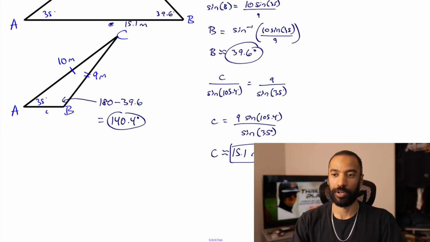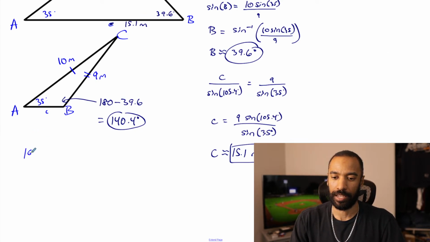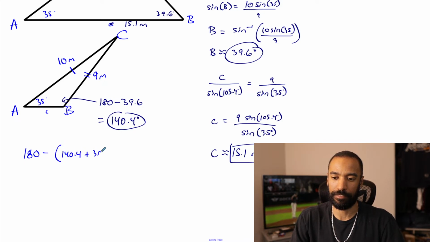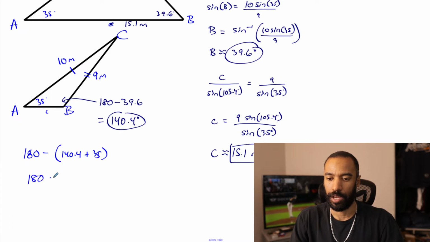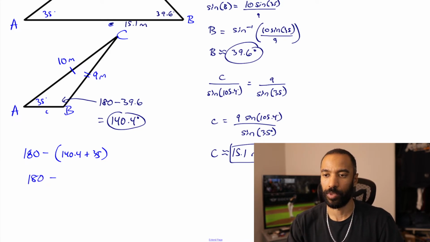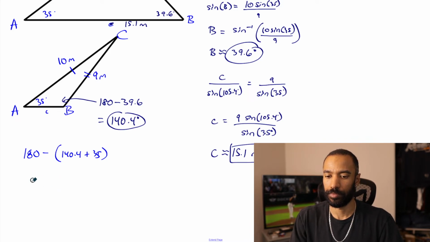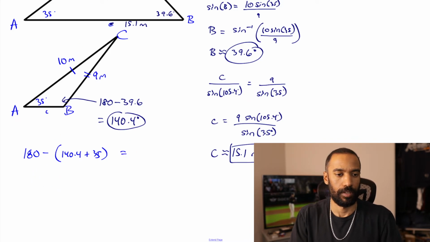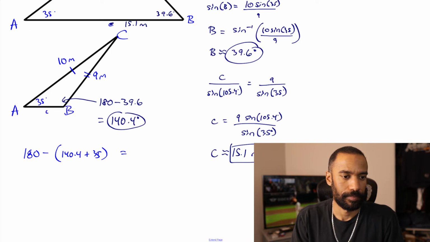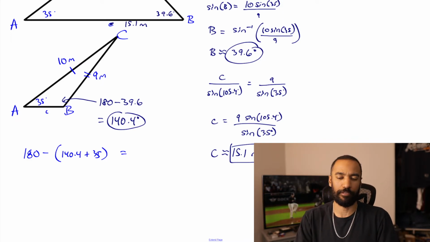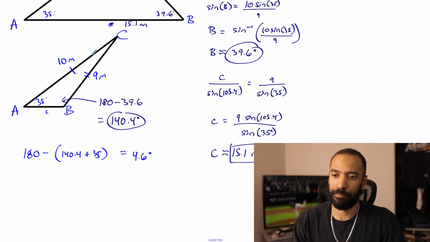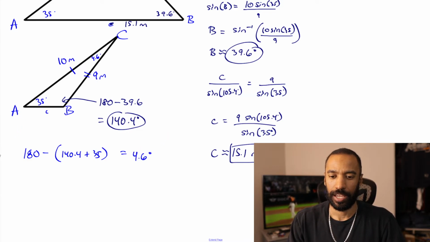Now that this is 140.4, let's find angle C by doing 180 minus 140.4 plus 35. And of course, I'm going to use my exact value there, I'll write the rounded one though. Which is, previous answer plus, it's going to be small, very small, 4.59, about 4.6 degrees. Very much not the supplement of 105.4 degrees. Those don't add to 180.